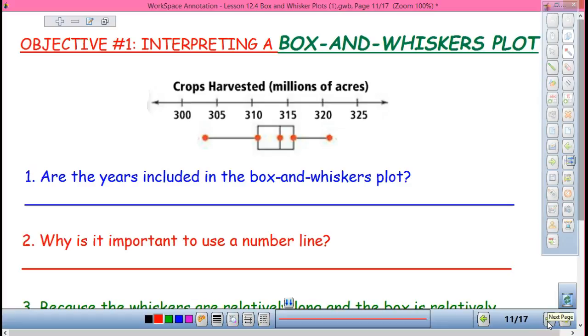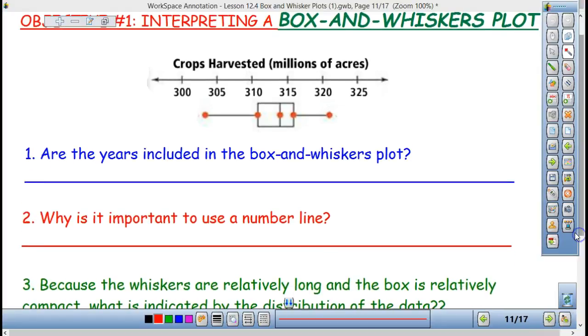Alright, so this is what theirs look like. They went by 5s. We didn't. Are the years included in this box and whisker plot? No. Okay, just our acres.